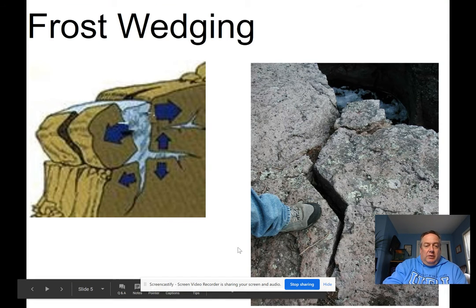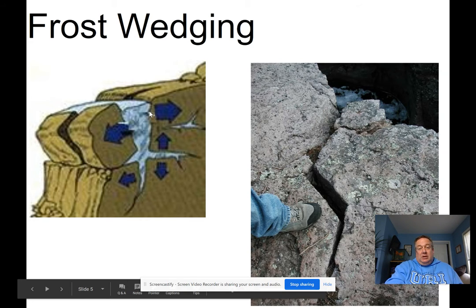So frost wedging, if we look at the diagram on the side here, if I start off with a crack in a rock, and then during the day we have some sort of melting or rain, water is going to fill up that crack. And then at night the temperature drops. So what happens to the water? The water is going to freeze. And we remember that when water freezes, water expands. So what's going to happen is it's slowly going to push against the rock.